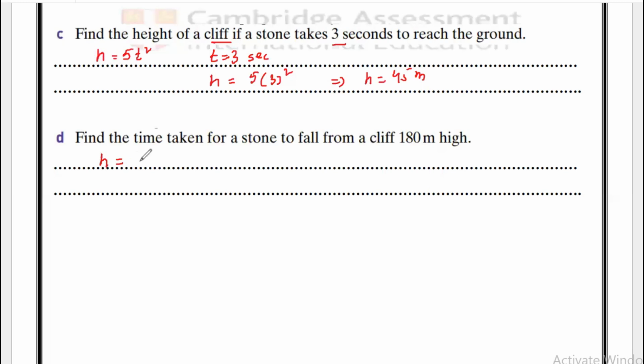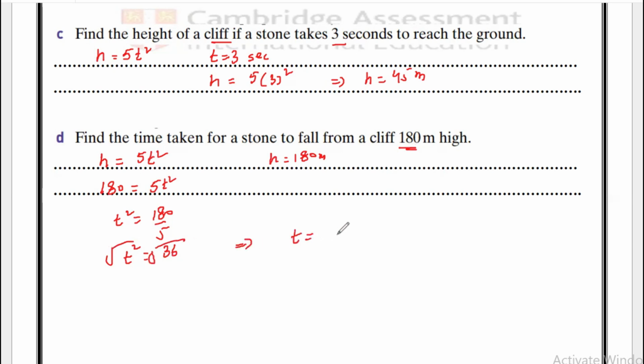And lastly, again, the equation is the same. Our relation between h and t, h is equal to 5t squared. And in this case, we know the height as well, which is in meters. It is 180 meters, and we are looking for the value of t. So here we have 180 equals 5t squared. That means t squared is equal to 180 over 5. It gives me 36. By taking the square root on both sides, we can find t, which is 6 seconds. So this is our last answer.